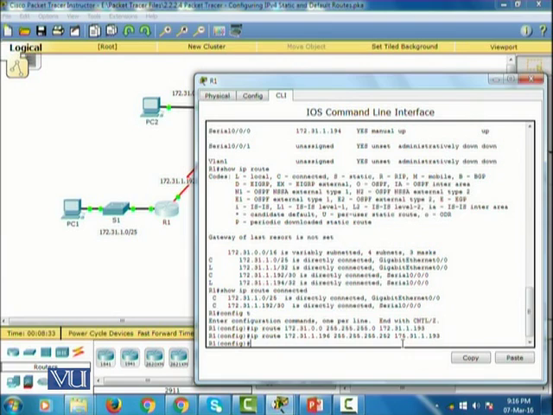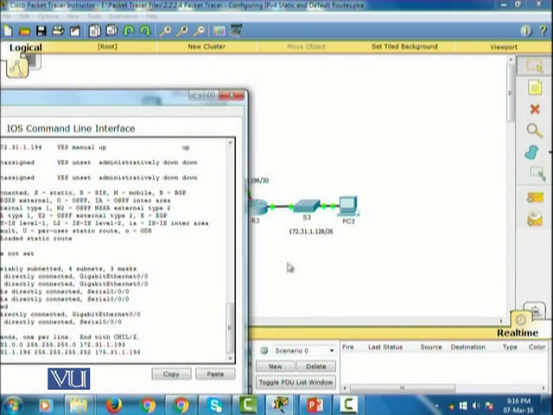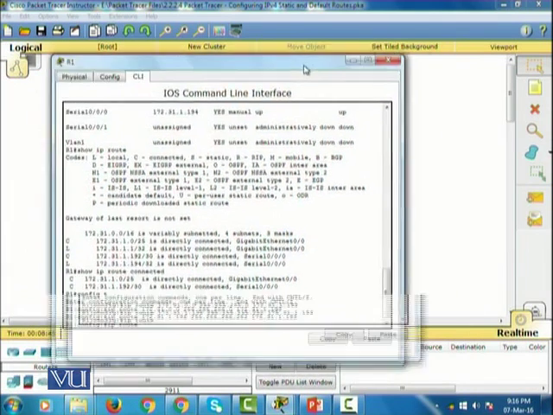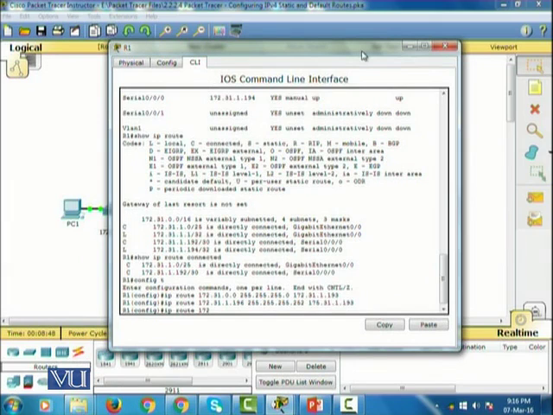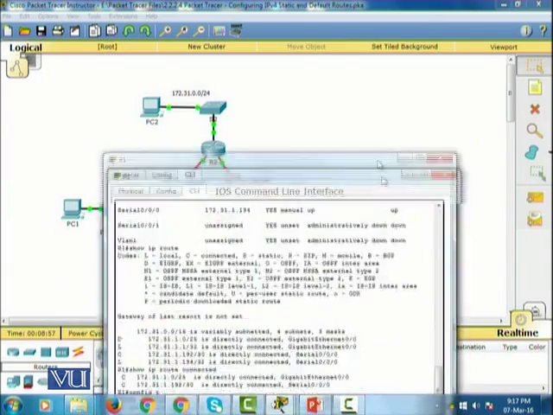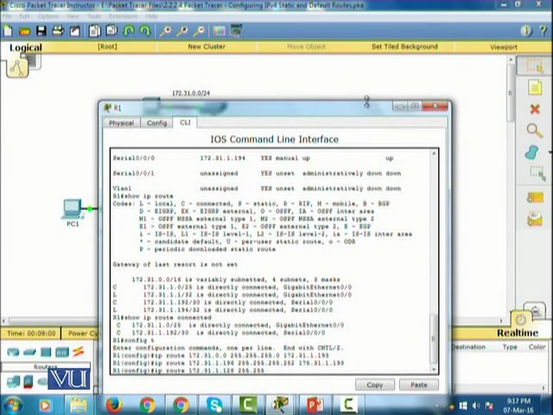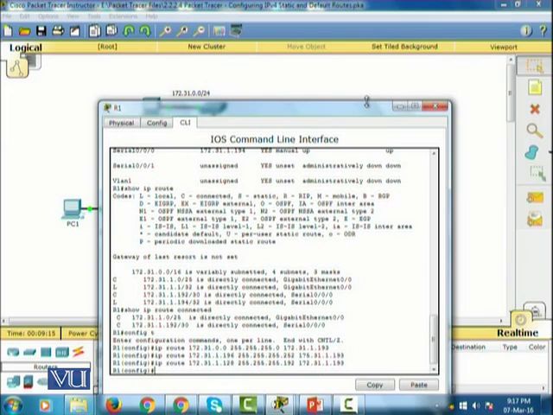Now I'm going to enter the third static entry, a recursive static entry, which is this network, this one. 172.31.1.128, and the subnet mask is going to be /26. All right, so 255.255.255.192. And the next hop address is going to be the same, 172.31.1.193. All right, so I have entered these three entries.